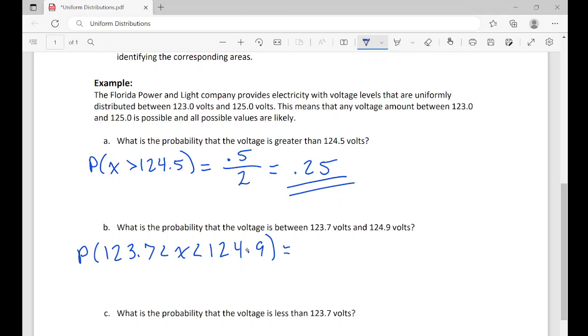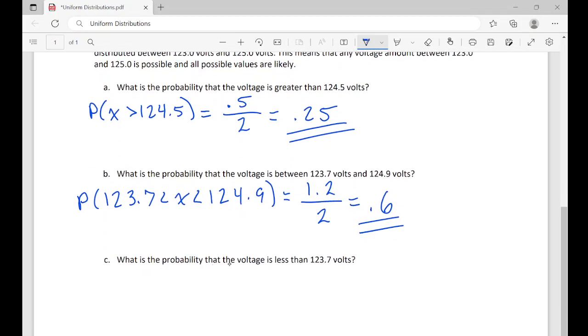So again, we're going to get 124.9 minus 123.7, and that's going to give us 1.2 divided by 2 again. And when we do that, we're going to get 0.6. So the probability that the voltage is between 123.7 and 124.9 is 0.6.